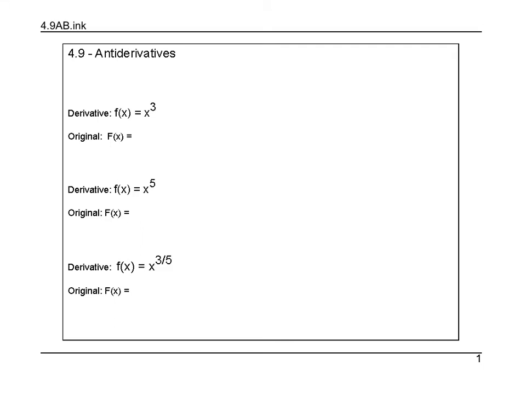Hi everyone, 4.9 at the end of chapter 4, antiderivatives, is going to be chunked together with chapter 5. We are taking a look at undoing essentially all of the work that we've been doing in chapters 3 and 4. So for this warm-up, I'm going to show you what the antiderivative would be really quickly, and then I want you to pause the screen and see if you can come up with what the rule is.